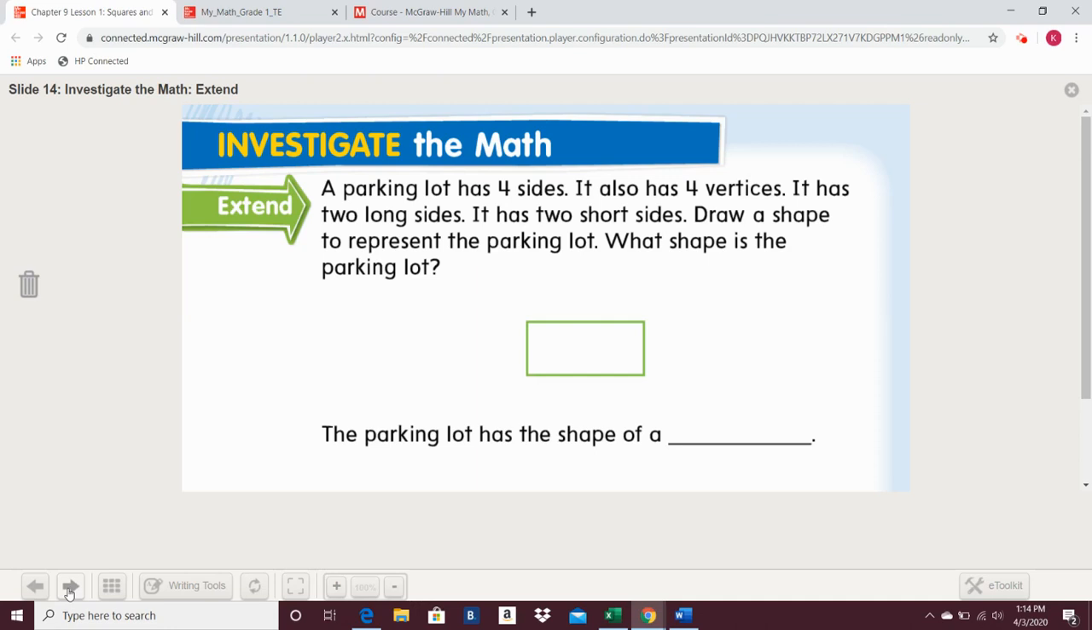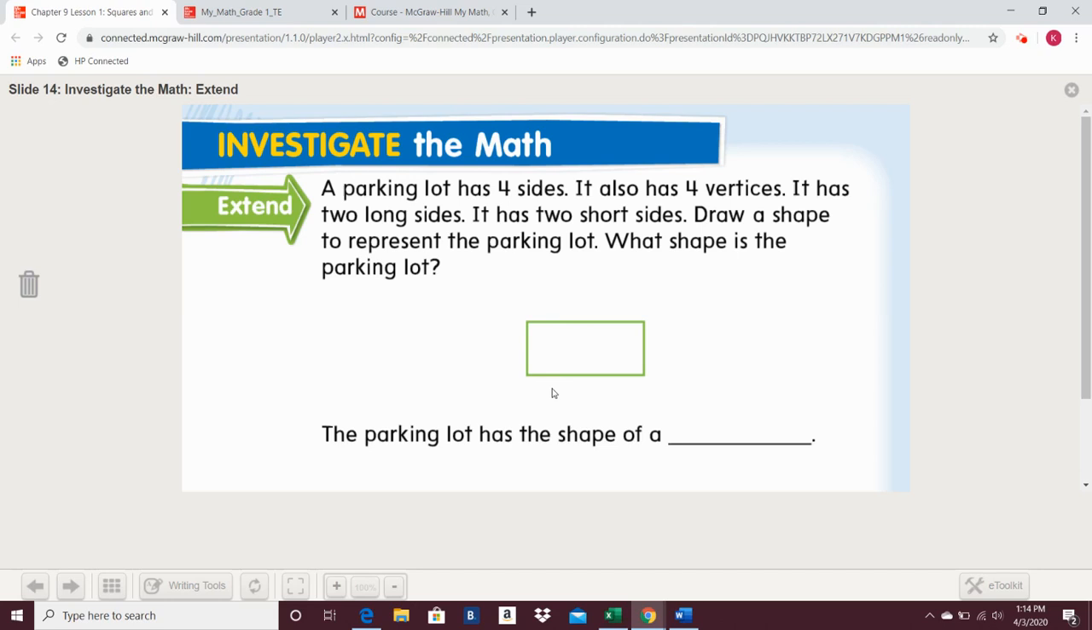Okay, so let's look at this. It says a parking lot has 4 sides. It also has 4 vertices. It has 2 long sides and it has 2 short sides. Draw a shape to represent the parking lot, and that would be this shape. And the parking lot has the shape of a rectangle.